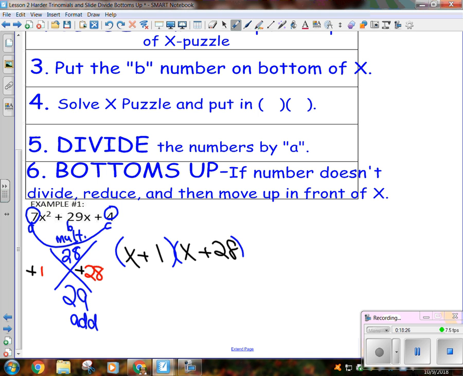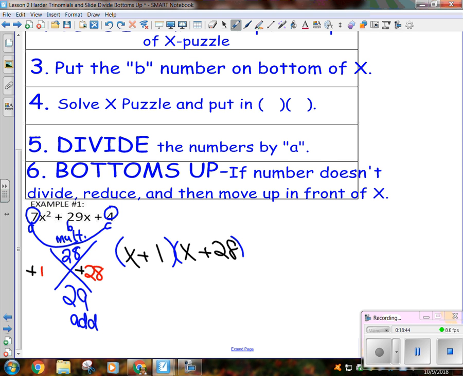We solved the new X puzzle that we got from sliding the A and the C number together. Is everybody okay with that? So 28 plus 1 adds to be 29. We've solved the new X puzzle. But that's not the overall problem I want to solve. I want to solve this one.